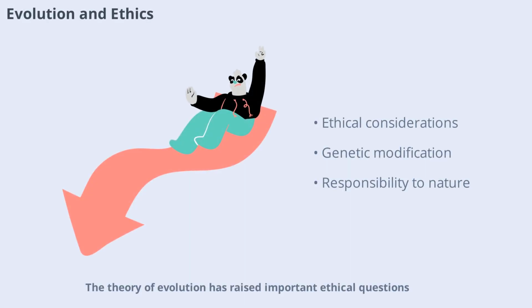The theory of evolution has raised important ethical questions, especially in areas like genetics and biotechnology. Understanding evolution helps us think carefully about issues like genetic modification, conservation, and our responsibilities to other species. It encourages us to consider the long-term consequences of our actions.